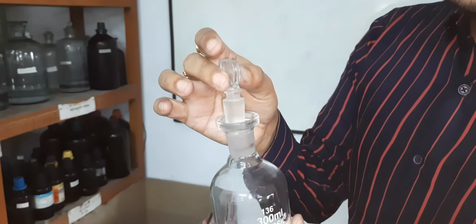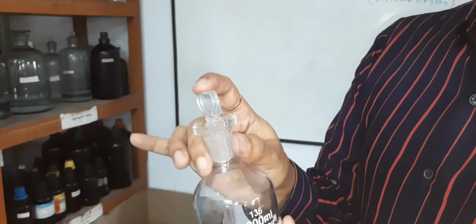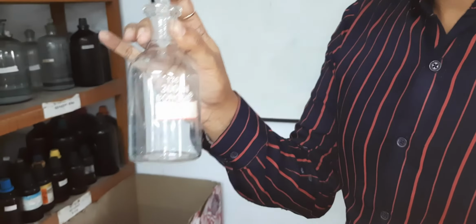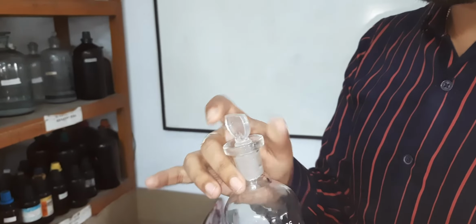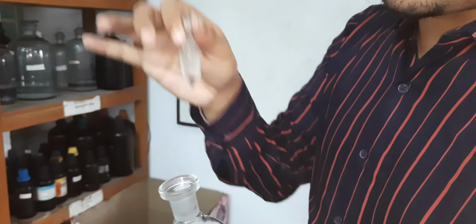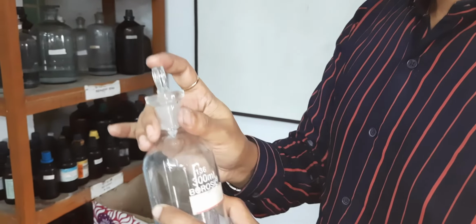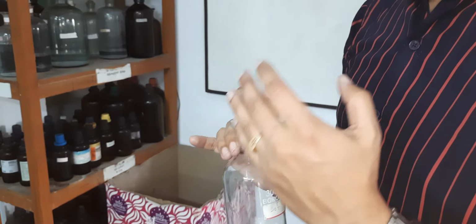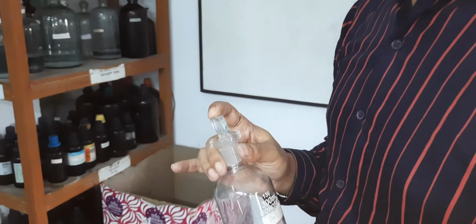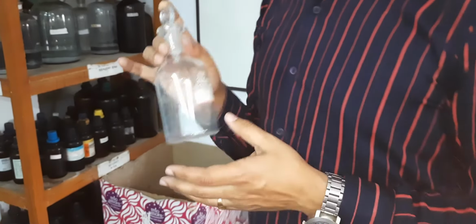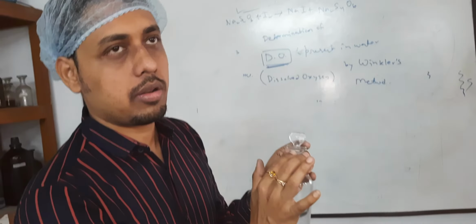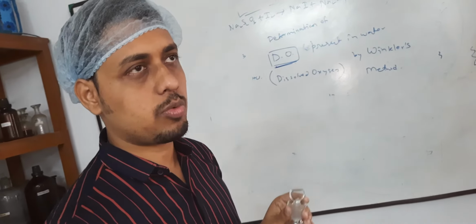Once you release this cap, there will be no air connection from outside or from inside. So this is known as a DO bottle, a special type of bottle. You fill water up to this portion, you release the cap, and the total container is air locked. No connection of air from outside or from inside. Now what we will do, we will take full amount of water in this container.